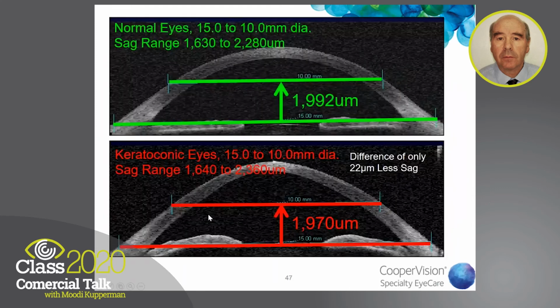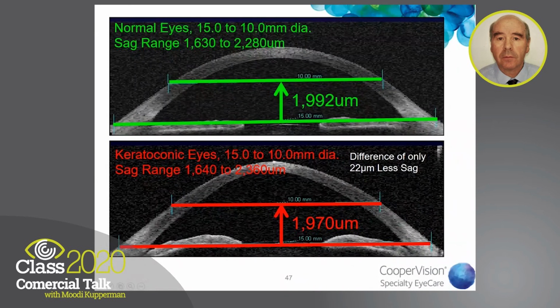When we talk about our cornea, we can find that the upper picture is a common and normal cornea, and the lower is a keratoconic cornea. We found out that if we are going from 15 millimeter to 10 millimeter, the amount of the SAG is about the same. We can see here it's about 2000 micron. The difference is only 22 micron from this eye to this eye.